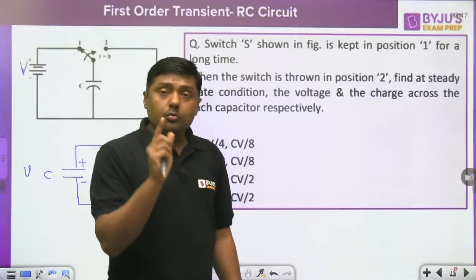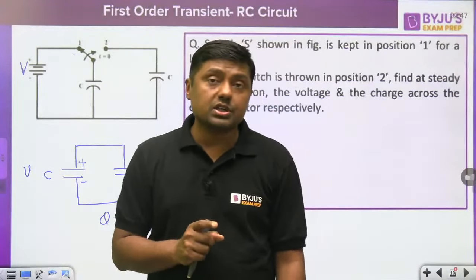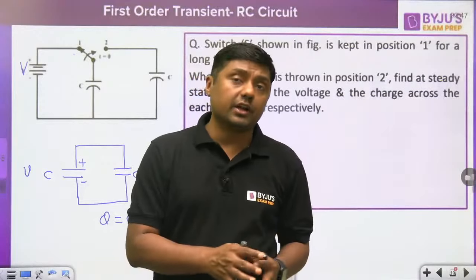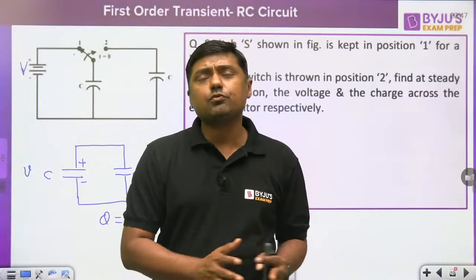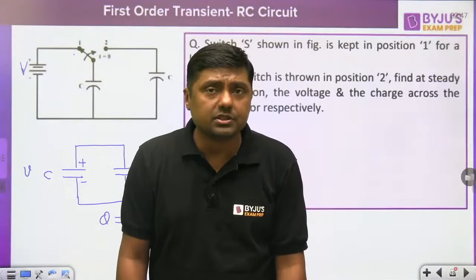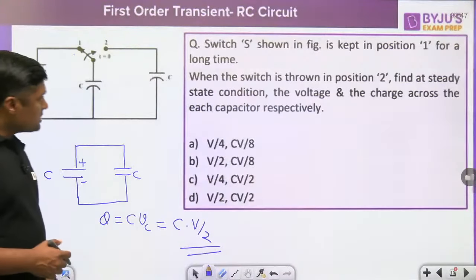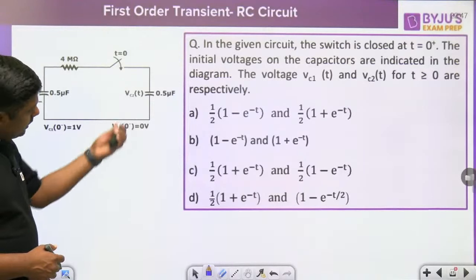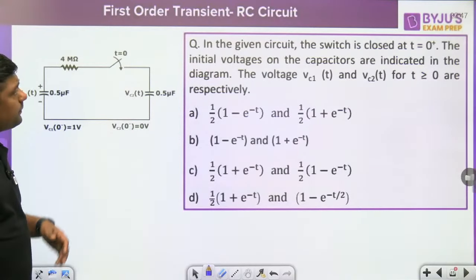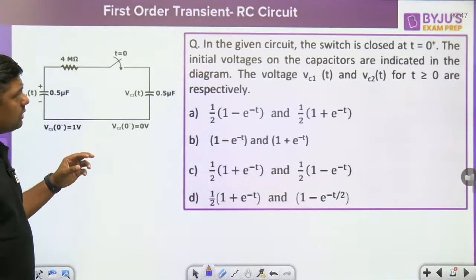Means in the normal case a capacitor does not allow sudden change of voltage, but if there is impulsive current, right, if there is impulsive current or infinite current passing through the capacitor, the capacitor will allow the sudden change. So on the same concept, please try to solve this question. This is a very, very important one.